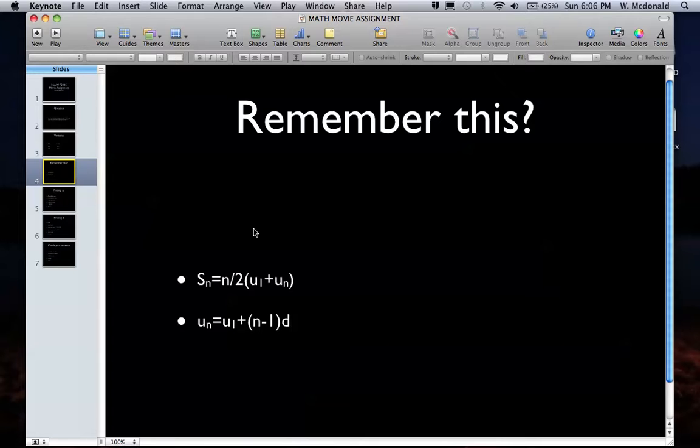So remember this. Sn equals n over 2 times U1 plus Un, and Un equals U1 plus n minus 1 times D. So these are the two formulas we will be using to find D and U1.